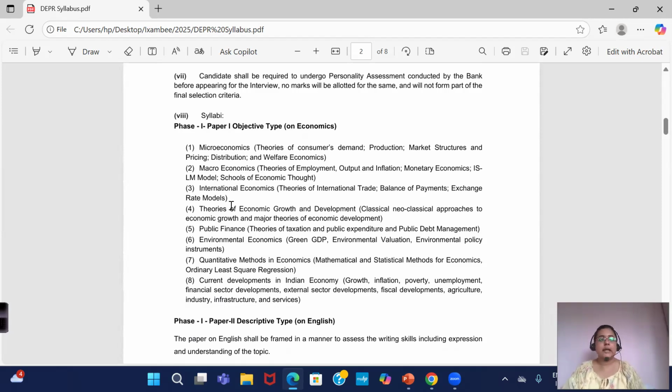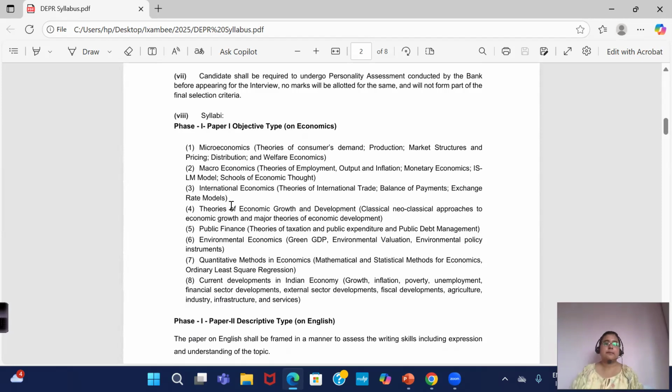Then comes up your public finance, where you have theories of taxation and public expenditure and public debt management. You have lots of theories of public finance, such as the Peacock-Wiseman hypothesis and Wagner's law, and all those theories. So you have to prepare those theories. At least you should know the central idea of these theories, and then you should know about the concepts of deficit, various types of deficits. What are the instruments used for public debt management? It should be clear to all of you.